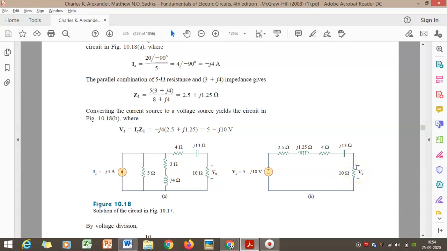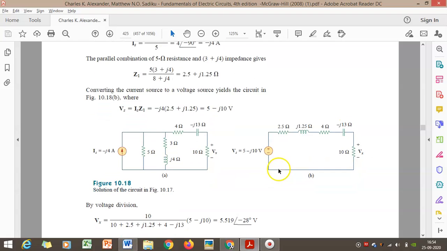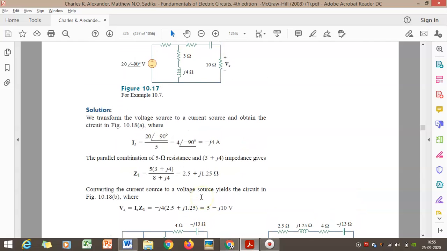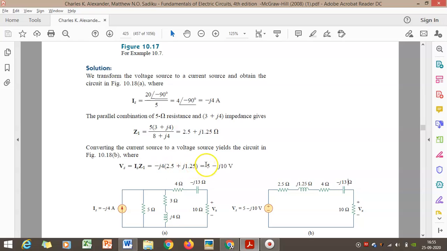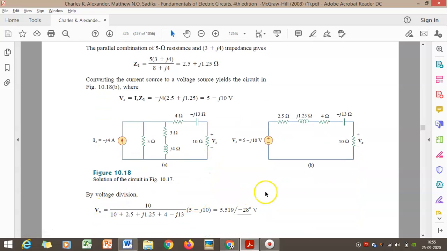The voltage division rule says that the voltage across an element is the source voltage multiplied by that element's impedance divided by the total impedance. Here we find the voltage across the 10 ohm: 10 into (5 minus j10) divided by the total impedance. The answer is 5.519 angle minus 28 degrees. Here we applied only three steps: finding the current from the voltage, combining impedances, and then finding the voltage back from the current, and then we applied the voltage division rule. That's it. Thank you.